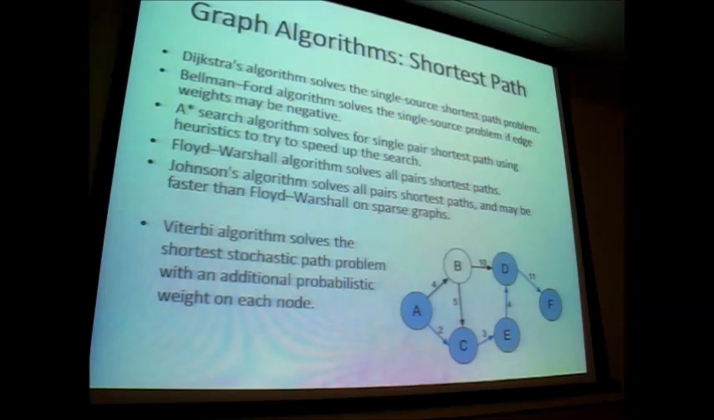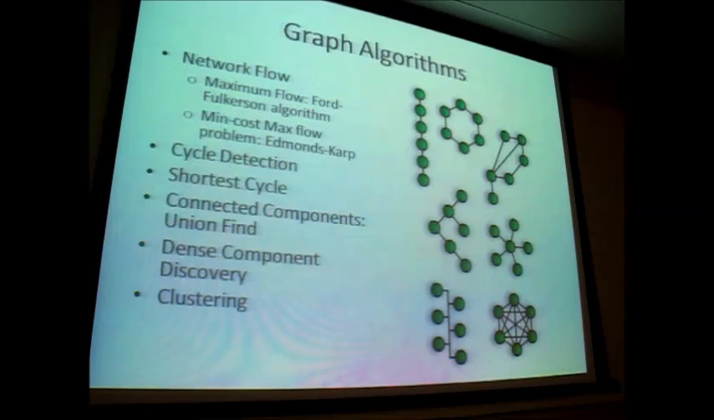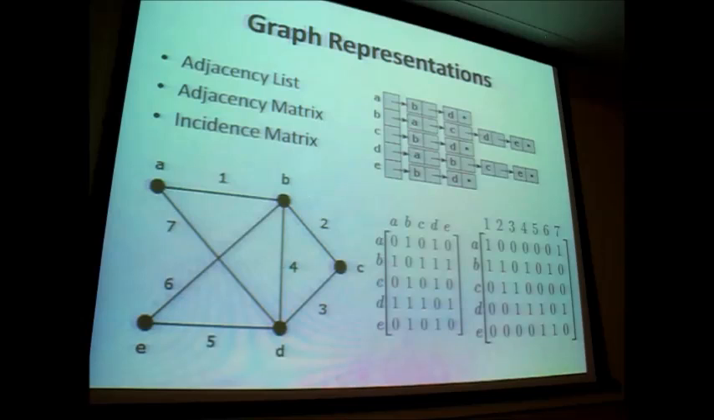And then there's a couple others here. I'm just sort of listing these out. There's algorithms for network flow. I mean, these are all things that you would use algorithms to find. Cycle detection, the shortest cycle. There's one called union find that allows you to find connected components, dense component discovery, and clustering.